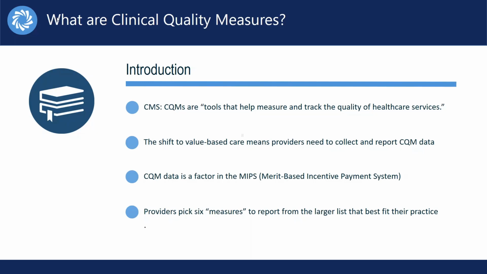So for MIPS, which is what most providers do, they have to pick 6 measures to report on from this large list of about 250-some odd measures. You have to pick 6 that best fit your practice.